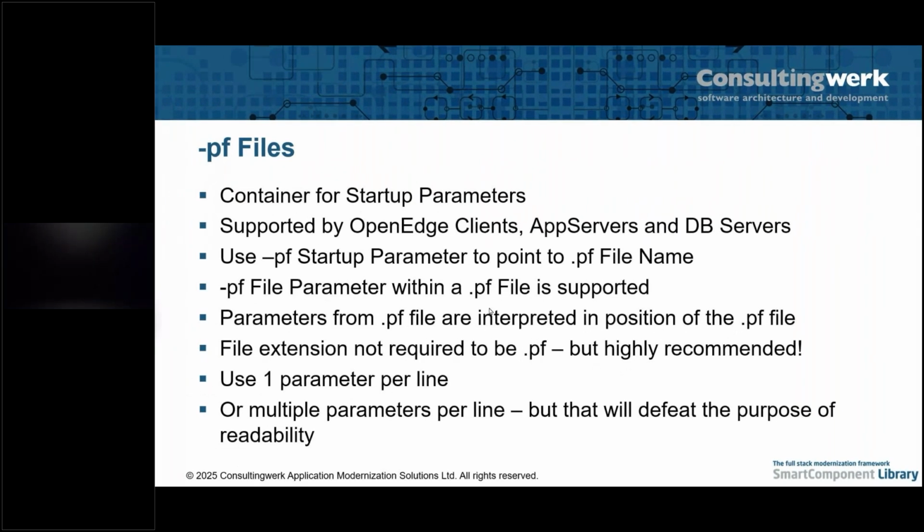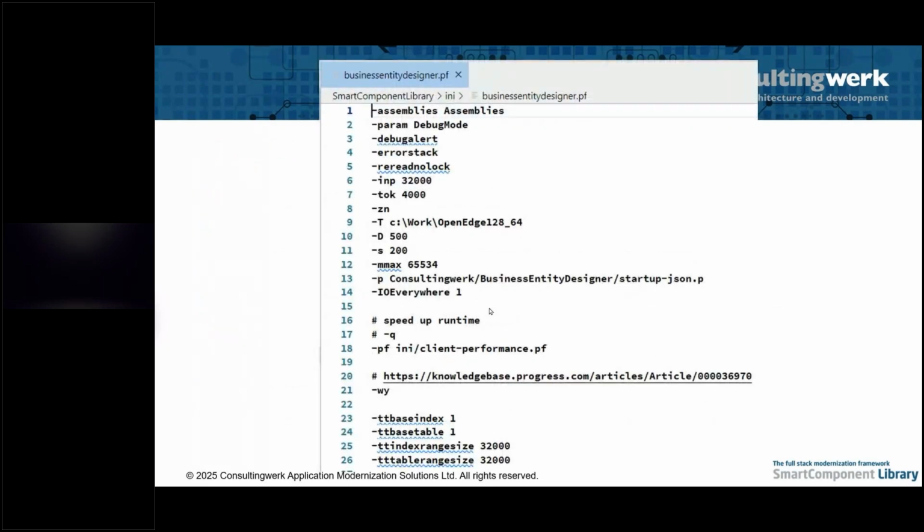The file extension of a PF file is free. You could use any file extension you want. The recommendation is to stick with PF, so that everybody knows what you're doing. A further recommendation is to use one parameter per line. It's not a must, but a recommendation, because if you're not doing that, then I think the whole purpose of making it more readable is gone. So this is an example of a PF file.